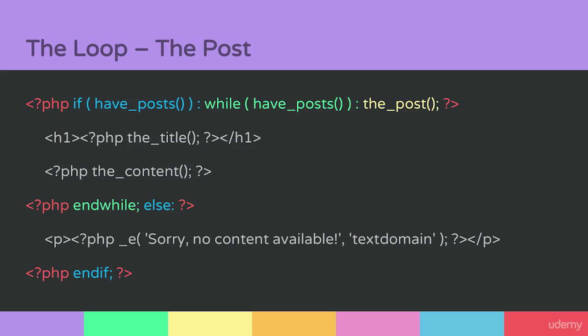So once you have the post set up, then inside of that, you can do things like use title tags, which we'll look at, but the title and the content are automatically going to display. And then down below, we're using a custom WordPress function to echo out, sorry, no content available, and the text domain we'll look at later in this course, but that basically allows you to translate it easily, so other languages can say, hey, instead of displaying that message, display something else instead. So that is the loop.